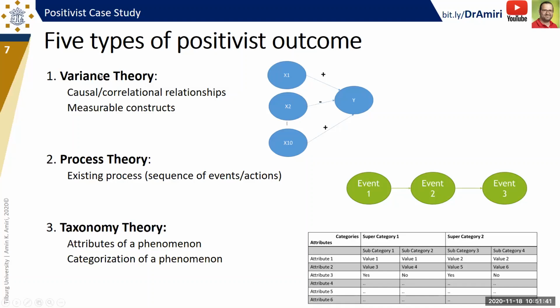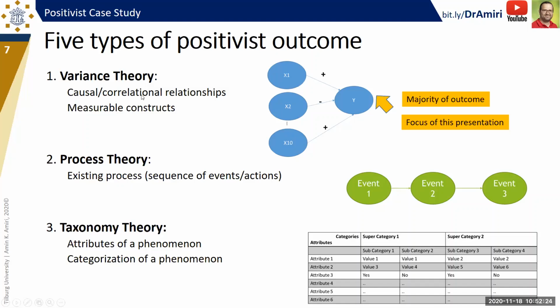First, a variance theory. In variance theory, you have several constructs that are measurable. You can assign a high or low value to them, and the arrows mean that there is a kind of causal or correlational relationship between these constructs. That means if you increase x1, y will be increased if you control for other variables. If you increase x2, y will be decreased if you control for other x's here. This is the most common outcome in the top MIS journals, and it's the focus of this presentation as well.